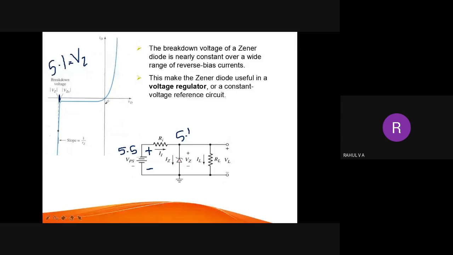And when it exceeds 5.1, you know that this is the point, okay? 5.1 is this point. When the reverse voltage exceeds this point, the current increases in this manner. Current will increase fast.